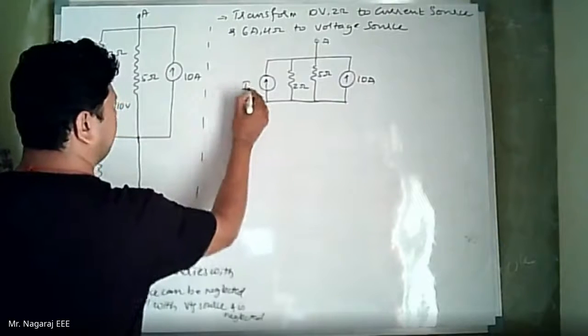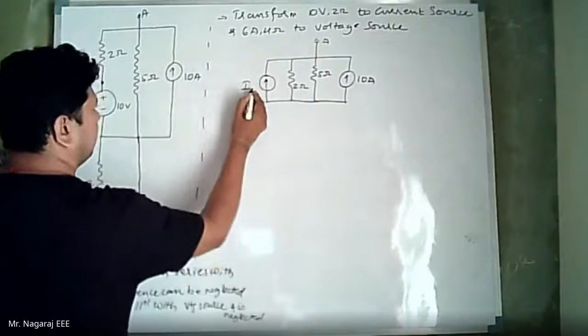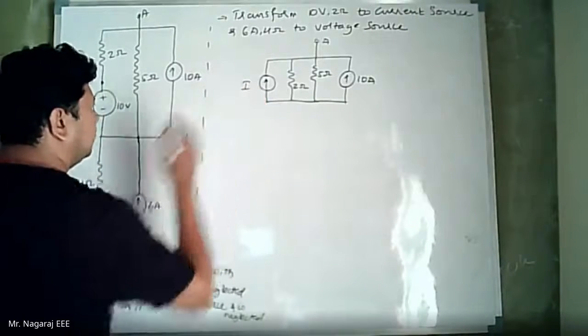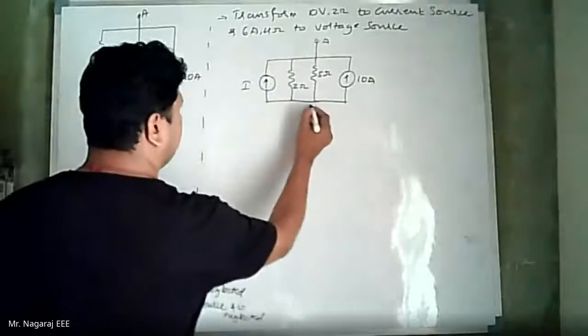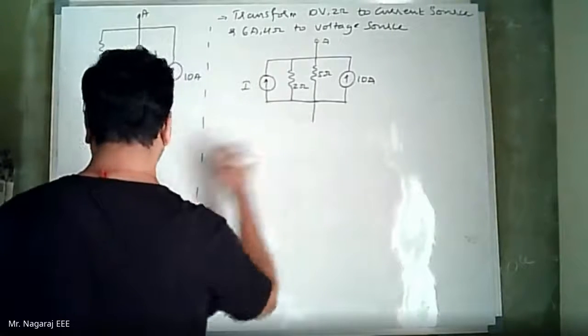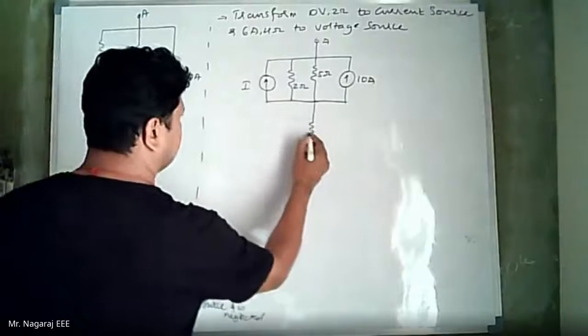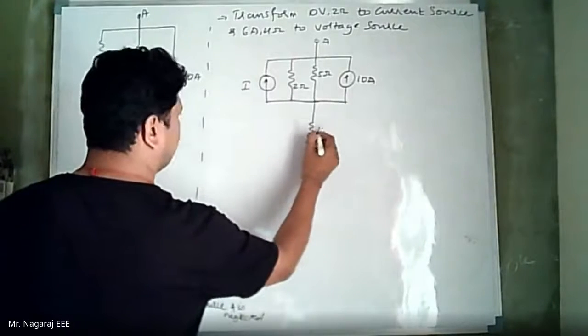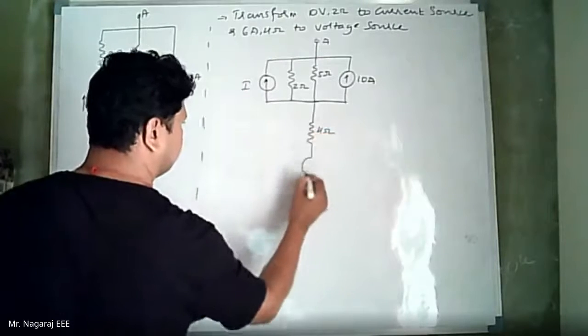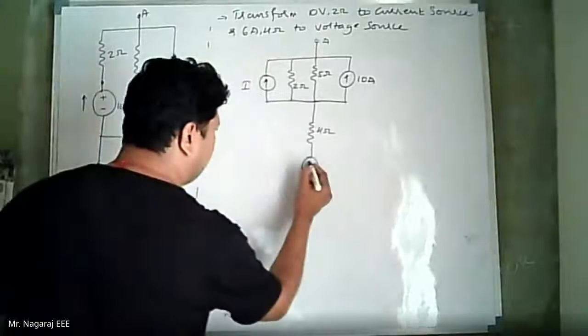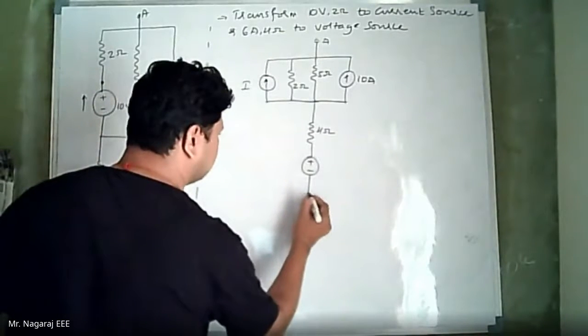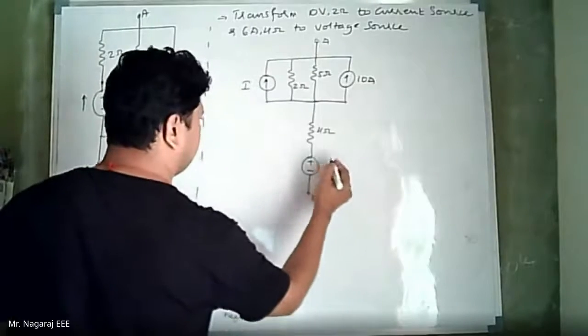So let this be I. I will mark it as I, and here I am converting it into the voltage source. This is 4 ohms. Direction of arrow mark is upwards, so positive sign of the voltage source will be upwards. This is V.